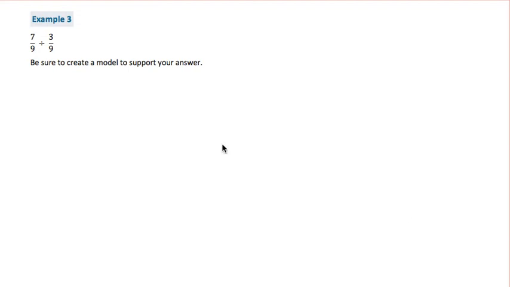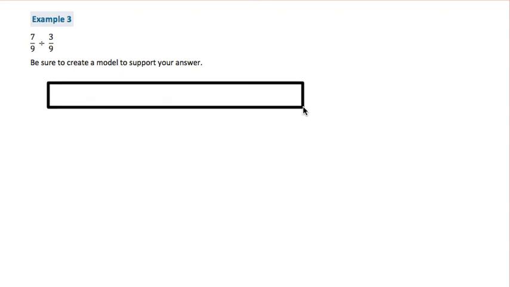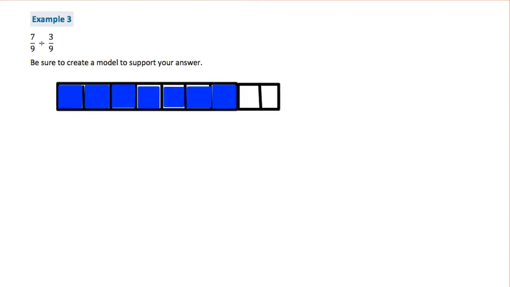In example 3, we're going to divide 7/9 by 3/9. Again, drawing a model. And what we're looking for is how many sets of 3 ninths are there in a 7 ninths piece. So we'll start by making our 7 ninths piece. So once we have our model of 7 ninths, we need to find out how many 3 ninths pieces there are in that set.